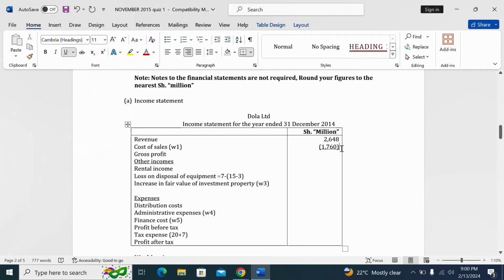So if you deduct 1760 from 2648 minus 1760, you are getting 888 as your gross profit. Then you add other incomes.